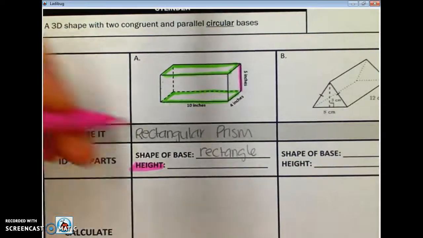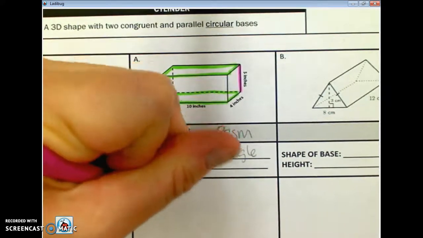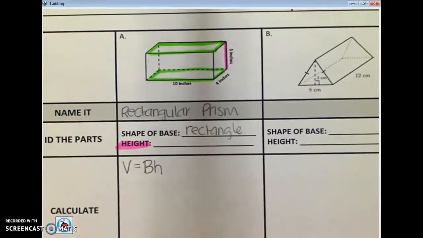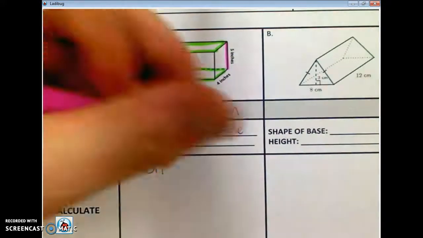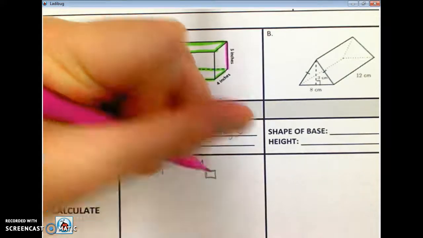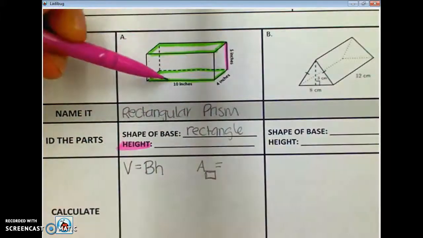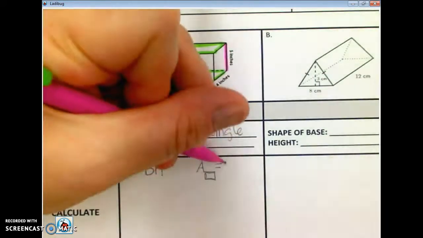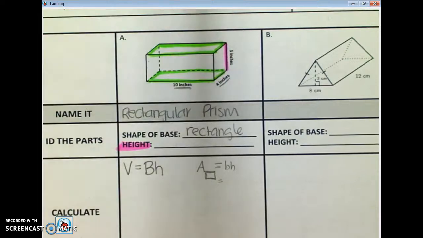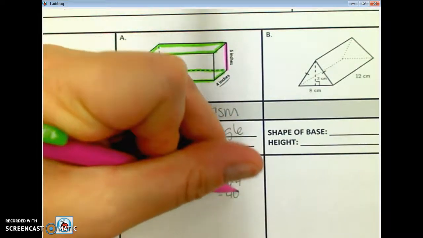So when we're doing this, let's start off with the formula. Volume equals the area of the base, that's what the big capital B stands for, times the height. The area of my base I'm going to do off to the side. I'm finding the area of a rectangle. The area of my rectangle is base times height, and it's going to be the 10 by the 4. So I'm going to do 10 times 4. So that's 40.